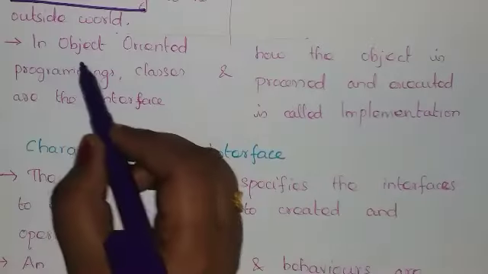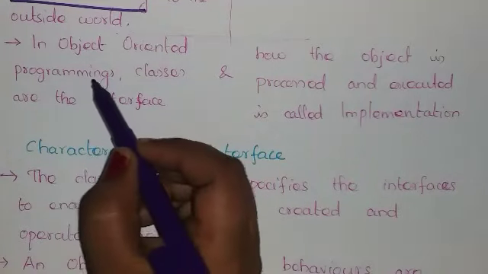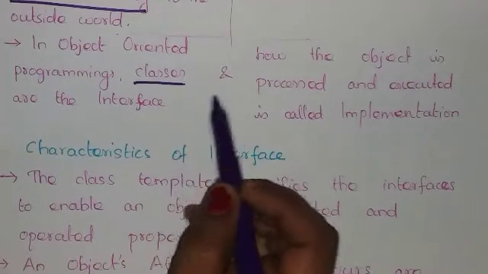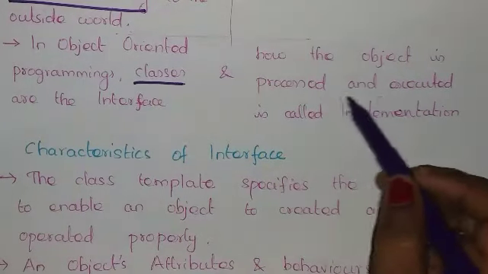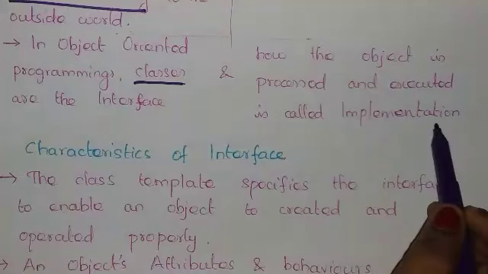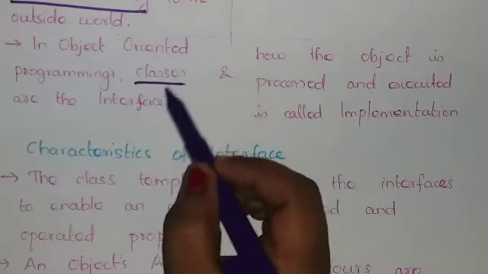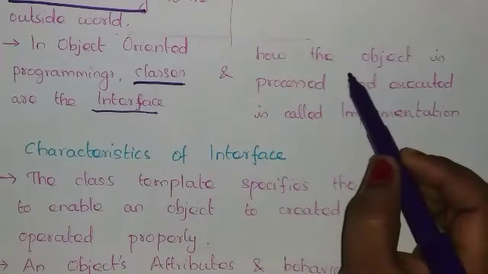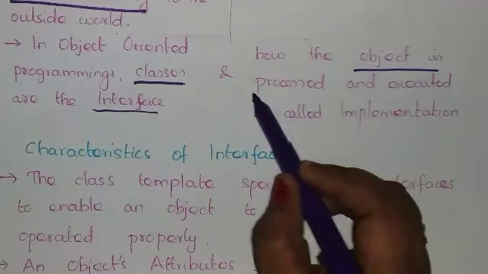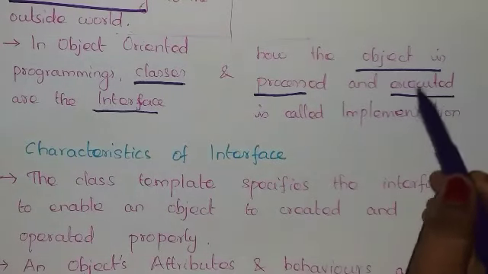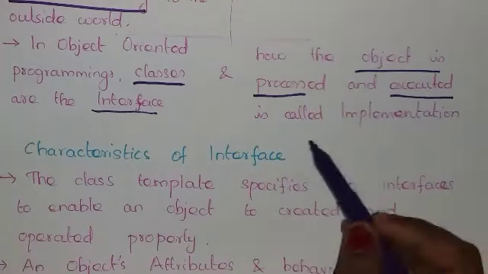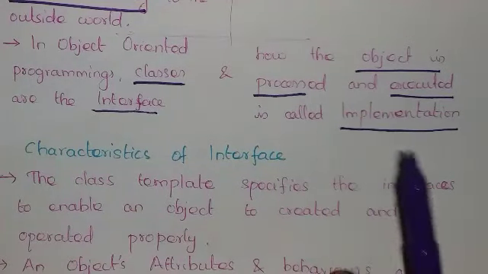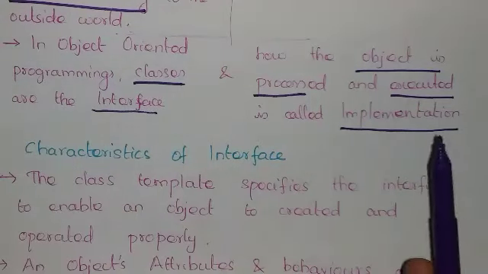Next, in object-oriented programming, classes are called the interface. And how the object is processed and executed is called implementation. So this is about the difference between interface and implementation.